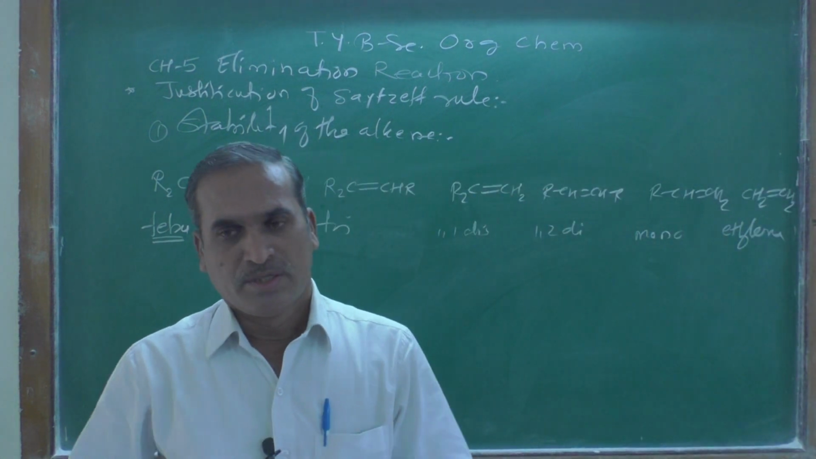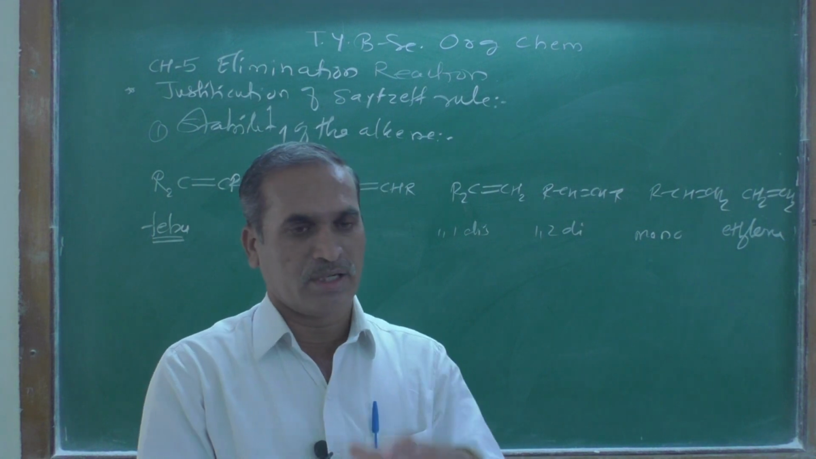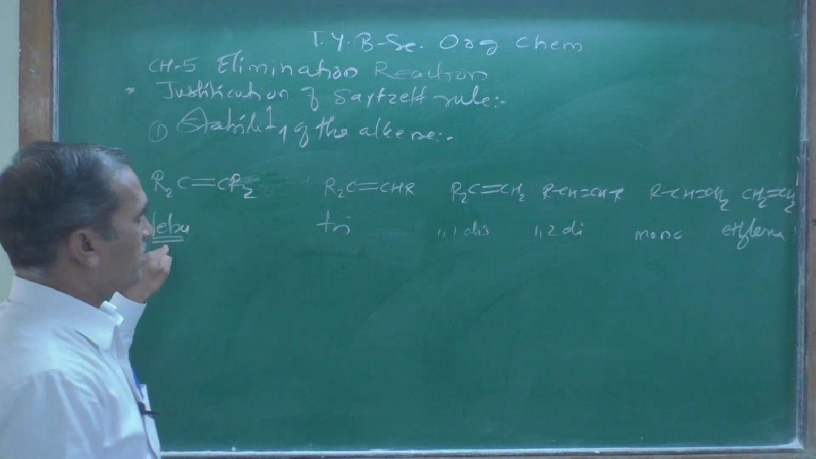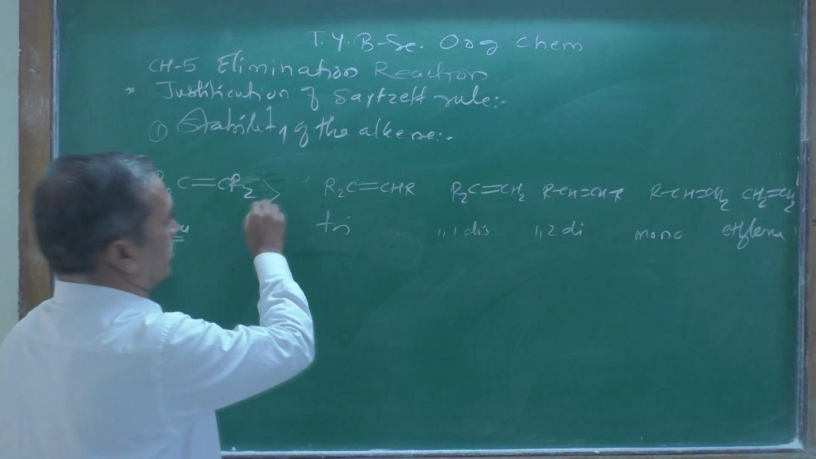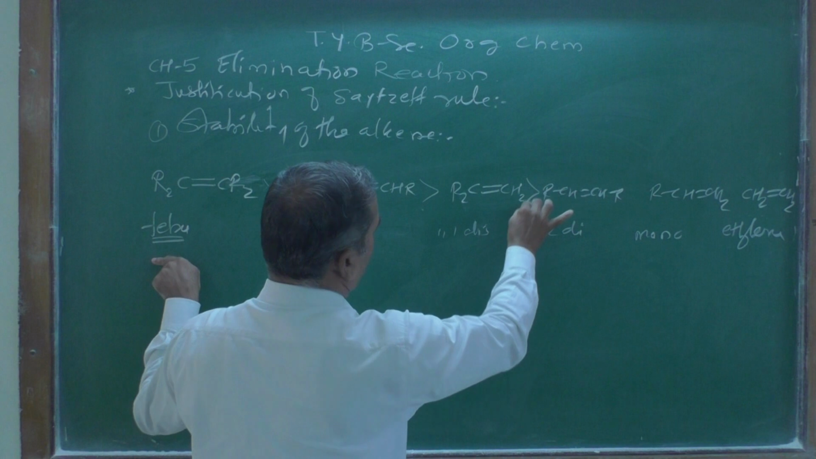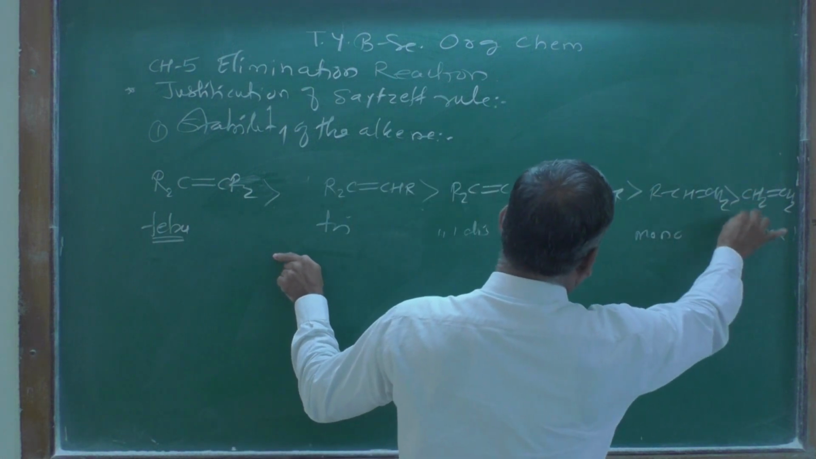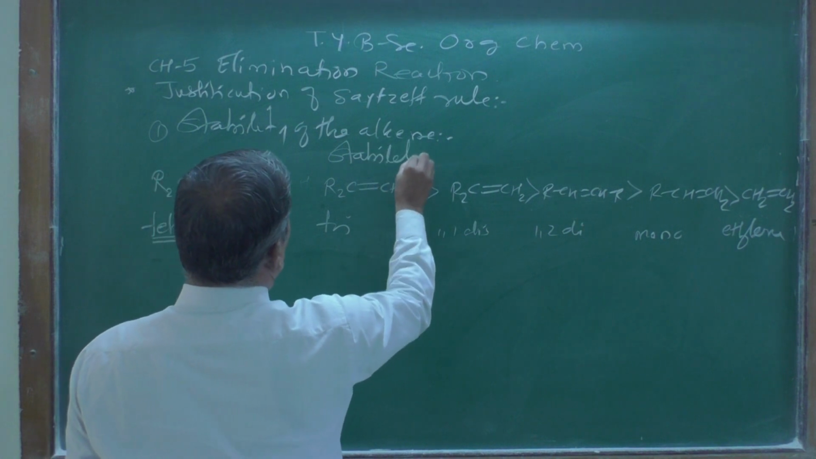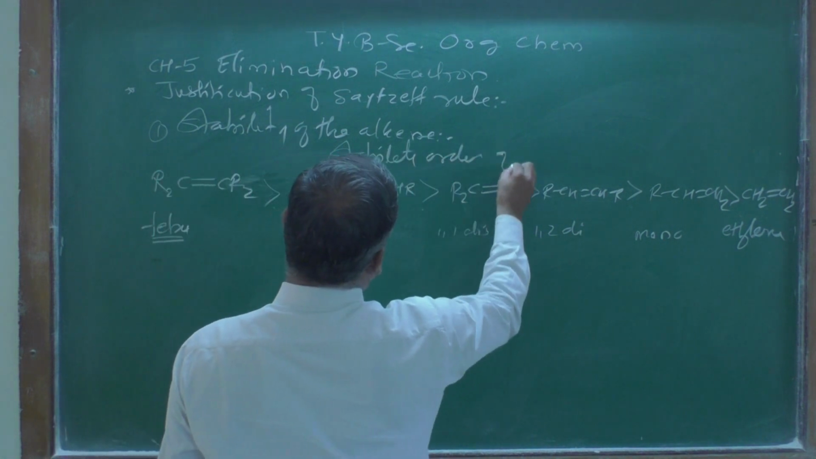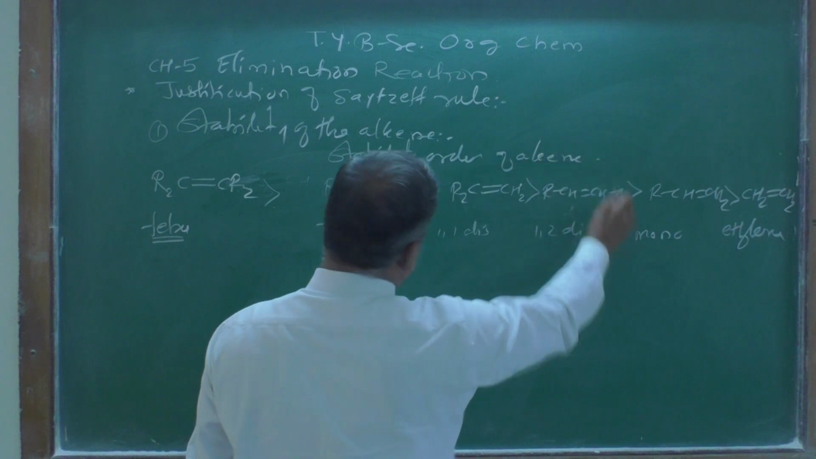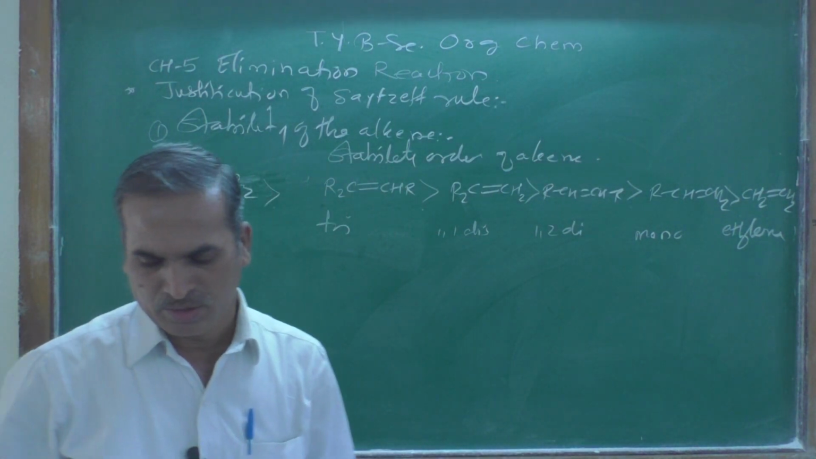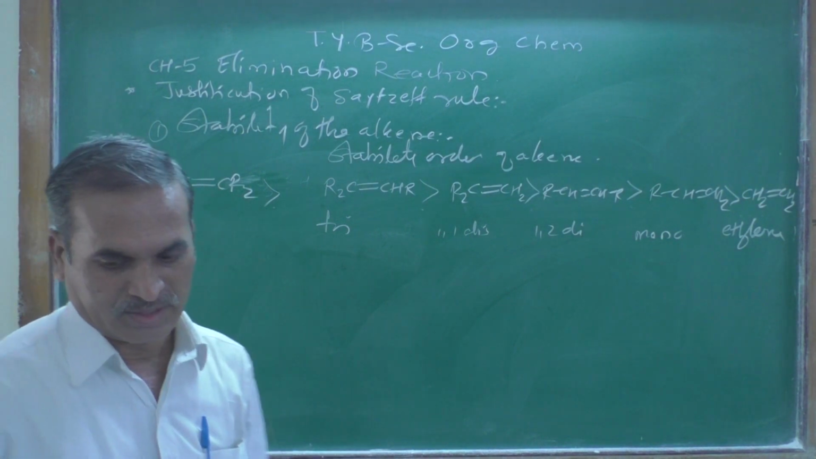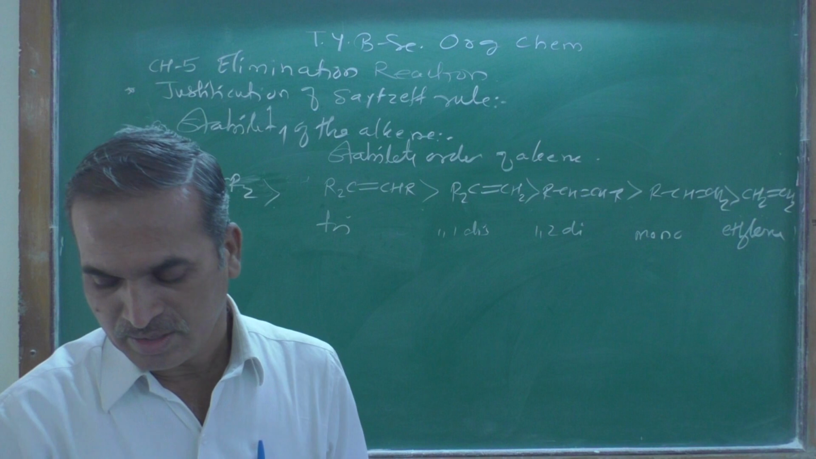Now, just now we made that according to the CH-5 rule. This is a tetrasubstituted alkene. This one is more stable than this one, than this one, than this one, and than this one. This is the stability order of alkene. Remember, they are more stable towards this. Means tetrasubstituted is more stable as compared to trisubstituted.